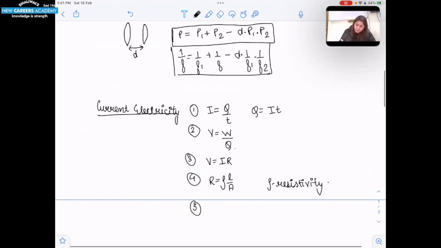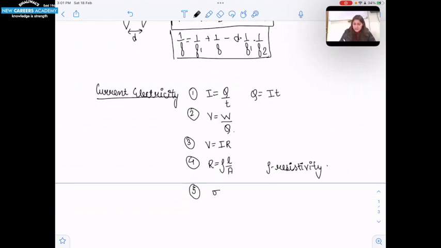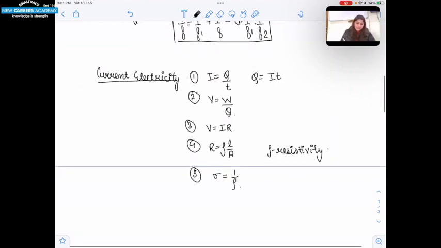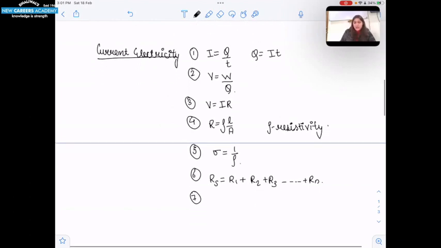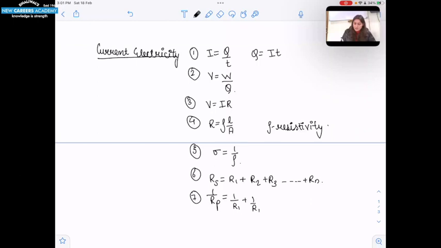Fifth formula is conductivity. Conductivity is denoted by sigma. Conductivity is reciprocal of resistivity. Sixth formula is for total resistance when resistors are connected in series. So total resistance in series combination is the sum of individual resistances. Seventh formula, total resistance when resistors are connected in parallel is 1 by total resistance is equal to 1 by R1 plus 1 by R2, and so on.